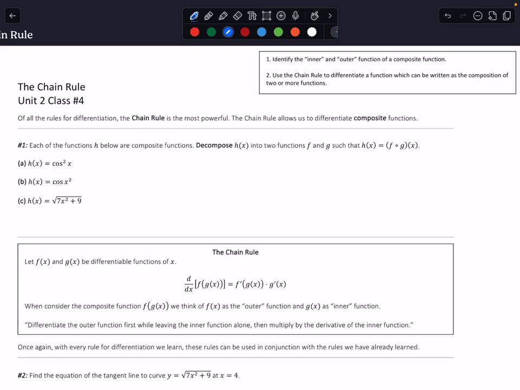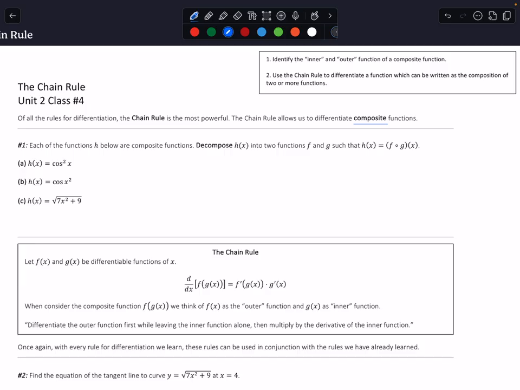In this video, we are going to look at the chain rule. Of all the rules for differentiation that we learned, the chain rule is by far the most powerful. The reason for this is it is the rule that allows us to differentiate composite functions, or the composition of two or more functions. And as we will see, a lot of the work in the remainder of Unit 2 has its basis in the chain rule.